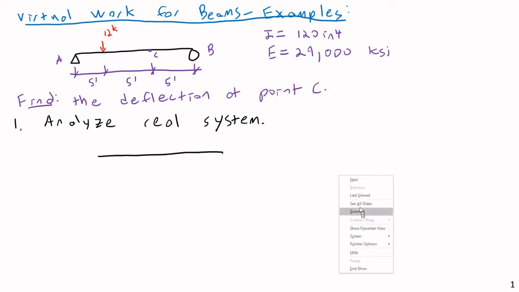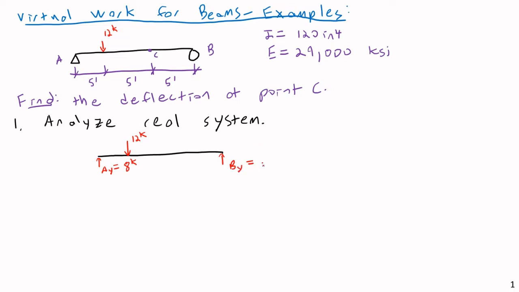So let's draw a free body diagram first. And I'm just going to go ahead and show the reactions on here. This is fairly easy to get. Well, if we have a 12 kip load here, basic equilibrium can show that we'll have an AY here equal to 8 kips, and a BY here equal to 4 kips. So we have a vertical reaction on the left hand side equal to 8 kips, and a vertical reaction on the right hand side equal to 4 kips.